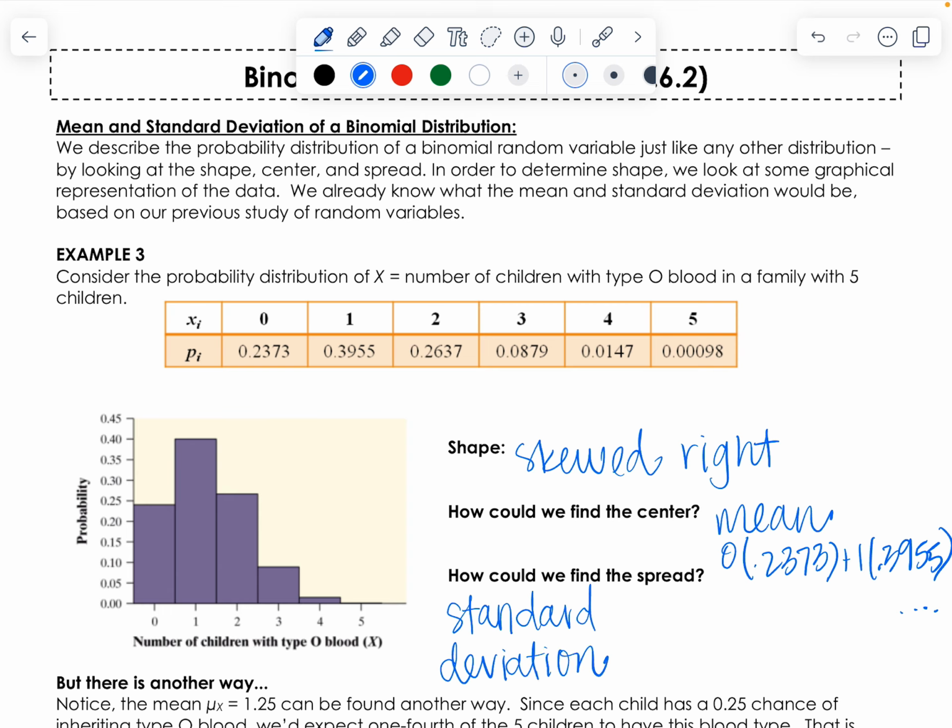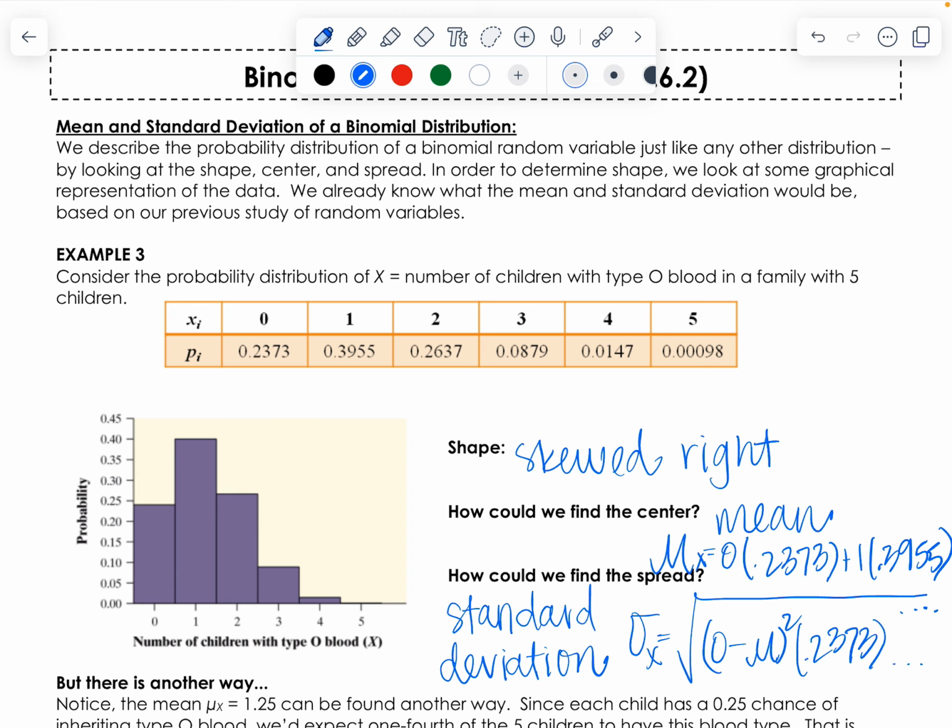And remember, to do that we would find the standard deviation of X. This would have been the mean of X. The big square root of the X value 0 minus the mean, squared, times 0.2373, continuing that pattern. All right, that's what we know about discrete random variables.